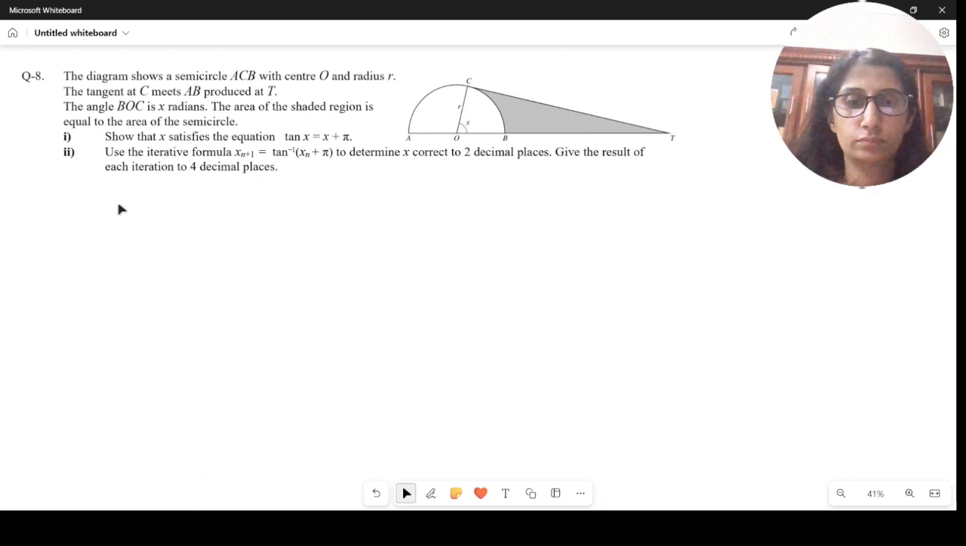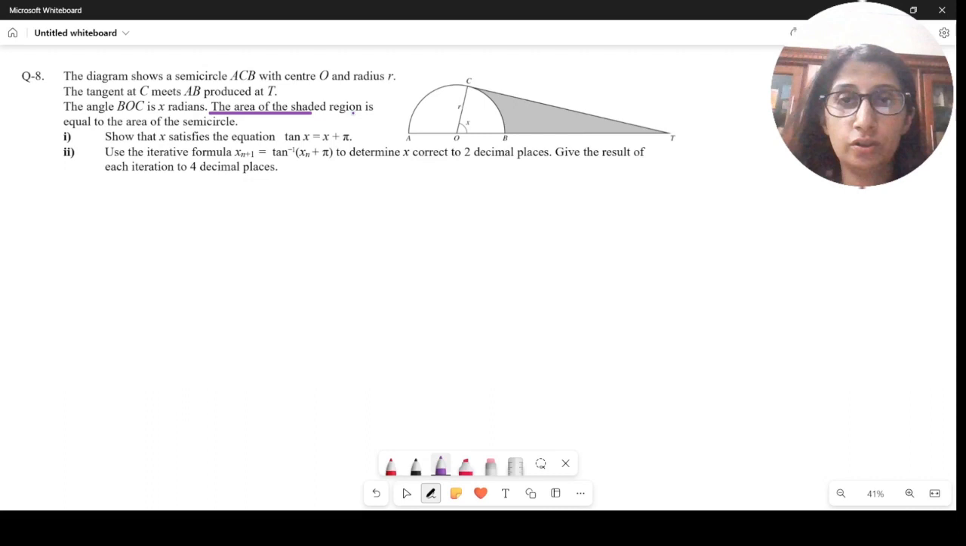Okay. The diagram shows a semicircle ACB with center O and radius R. The tangent at C meets AB produced at T. The angle BOC is x radians. The area of the shaded region is equals to the area of semicircle. Okay, this is important. We'll start the question from here. The area of the shaded region is equals to the area of the semicircle. Show that x satisfies this equation. Okay, so for part 1, area of the shaded region is equals to area of the semicircle.